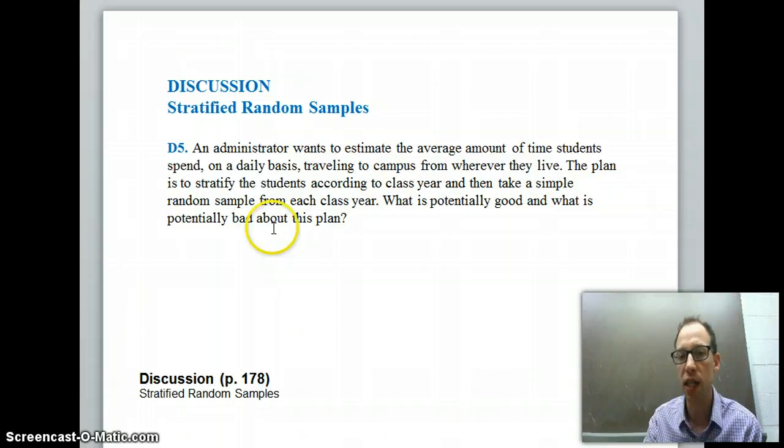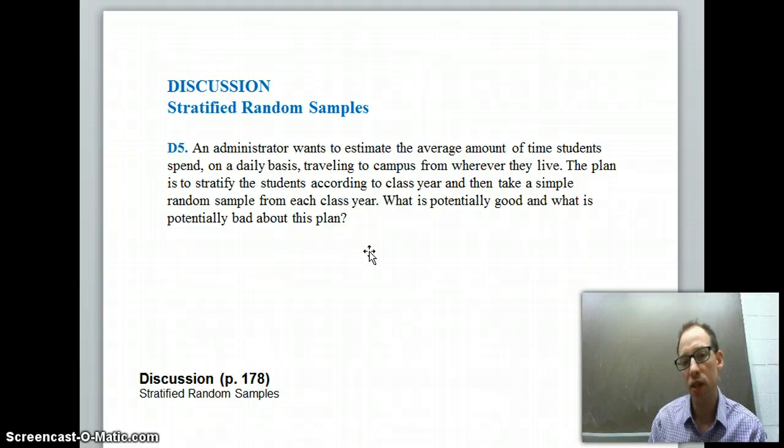What is potentially bad about this plan? Potentially bad: even among the juniors and seniors, you're going to have some on campus, so it may be better to divide on campus and off campus as a better way of reducing that variability.